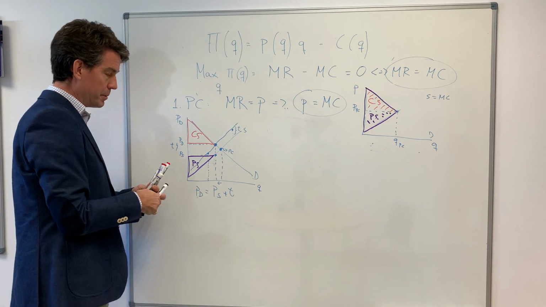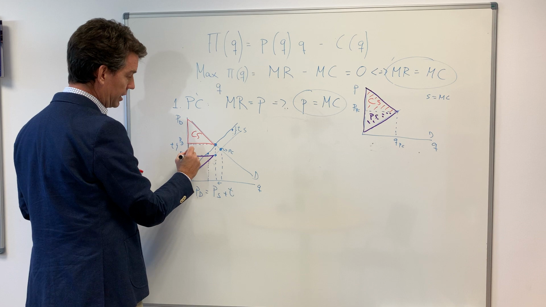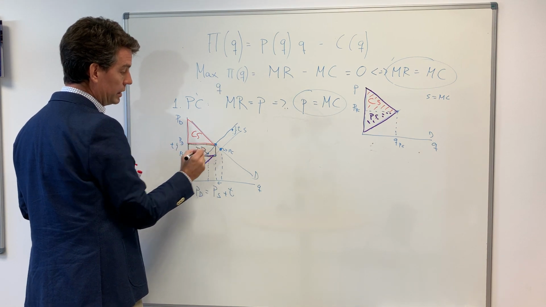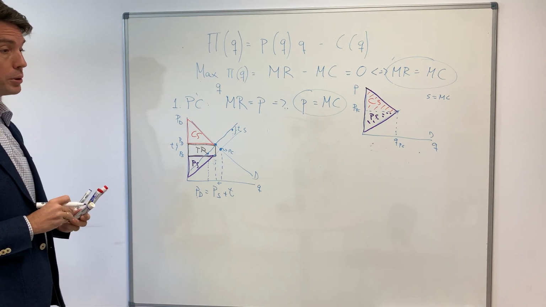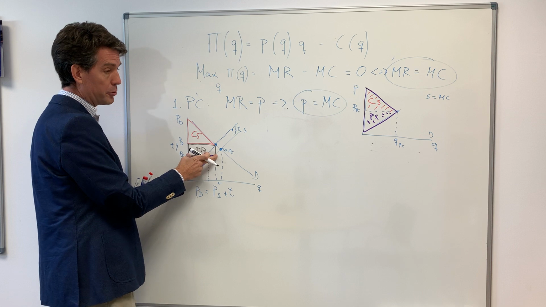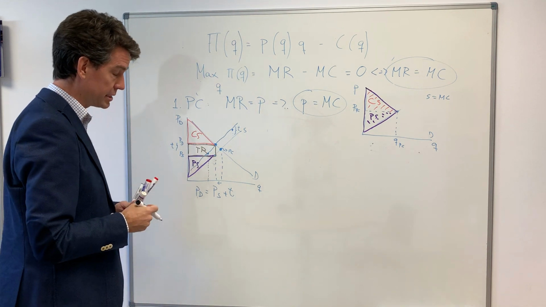This area in the middle, this rectangle, is going to be how much money the government gets, what we call the tax revenue. Why do we get tax revenue? Well, because for each unit that is sold, and this is the number of units that are sold, the government is getting T. So this is how much money the government gets.